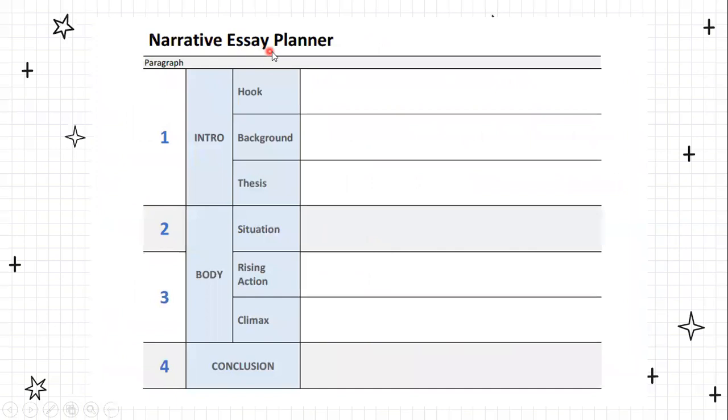So here is the narrative essay planner. Introduction: write your hook, your background briefly, and your thesis. Remember, I do not write all the details in the planner, in the outline. And then in the body, I will have 2 paragraphs, as you can see here, paragraph 2 and paragraph 3. Write the situation. The situation will be in 1 paragraph. And in paragraph 3, I will present the rising action and the climax. And in the 4th paragraph, I write the conclusion, what I learned, and how this changed my life.